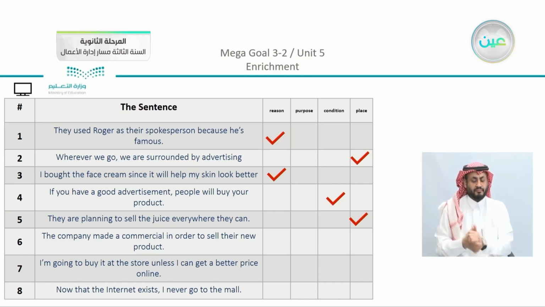Number 6. The company made a commercial in order to sell their new product. So where's the conjunction? Now we can see that it is in order, so we have a purpose. I'm going to buy it at the store unless I can get a better price online. So we have unless, which is condition. And the last sentence, now that the internet exists, I never go to the mall. So we have now that, which shows that we have a reason.